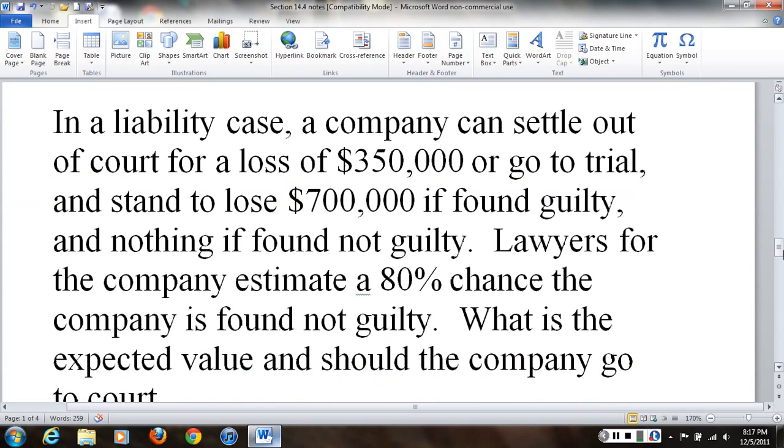Here's a common case. In a liability case, a company can settle out of court for a loss of $350,000 or go to trial, and they stand to lose twice that if the company is found guilty. And obviously they don't lose anything, disregarding fees and whatnot, if they're found not guilty. So the company's lawyers estimate they have an 80% chance that the company is found not guilty. So what's our expected value should the company go to court?